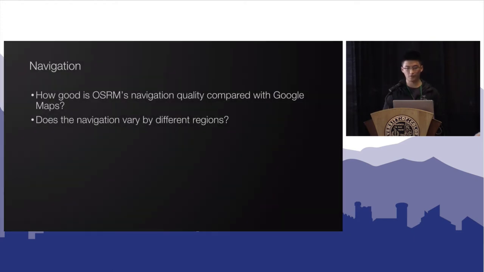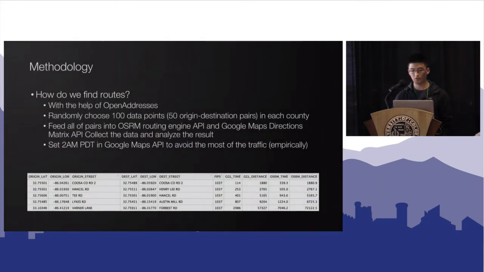And for the navigation first part, we have two main goals when comparing navigation. We want to know how good OSRM navigation quality is compared to Google Maps. We also want to know if the routing quality varies by different regions, by which I mean different counties or different states. So the first problem we have is how to find a large set of roads that covers the whole United States. One road is constructed by two single points, one origin, one destination.